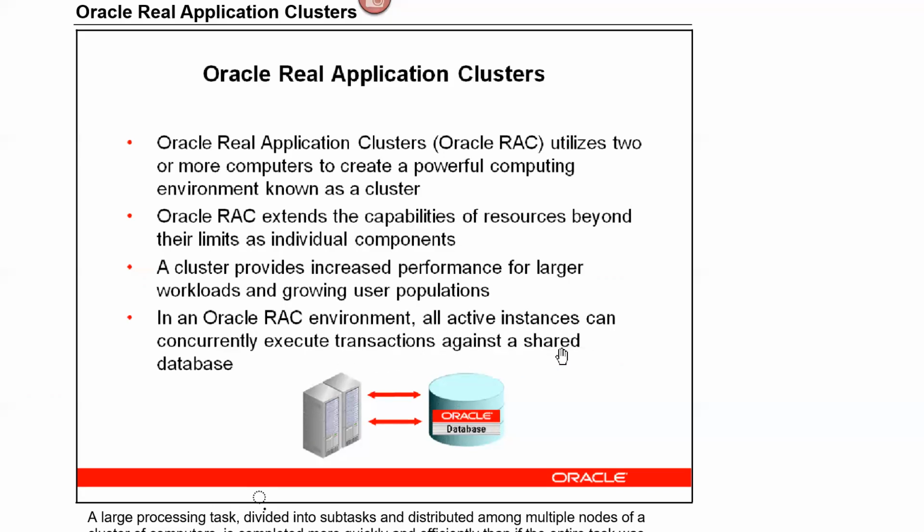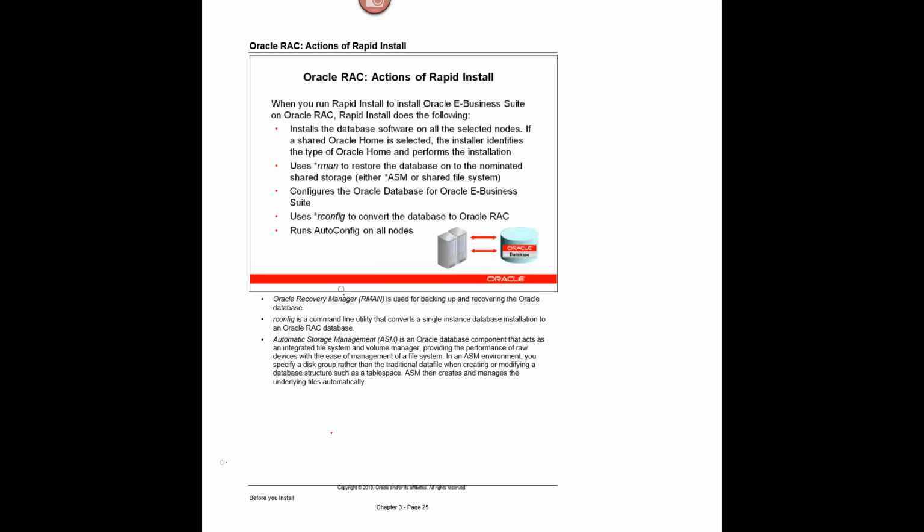They can just share. The database is only one, but you have multiple nodes. So you get the advantage like failover, and you get the advantage like load balancing. Those types of things are what you get in RAC.